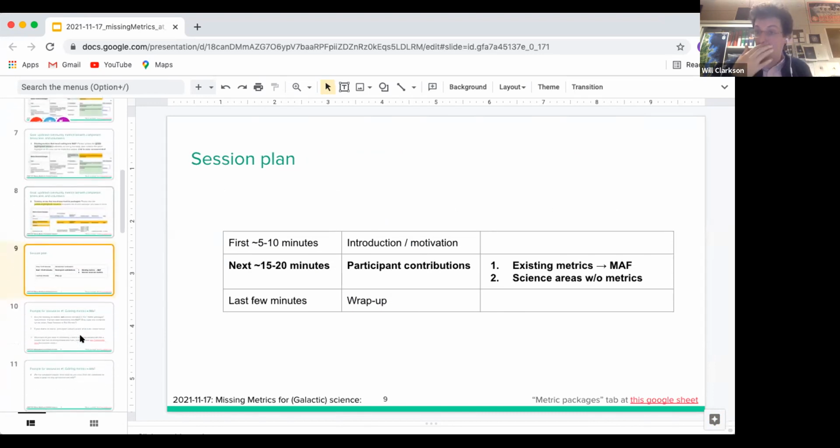In terms of the discussion, I've written a few prompts into the slides here, and I'm not entirely sure how the session is going to go. So if people have comments or questions, I'd recommend just raising a hand in Zoom or typing it into the Zoom chat. Or if you want your question to be persistent, I recommend adding it to Slack in the Missing Metrics channel.